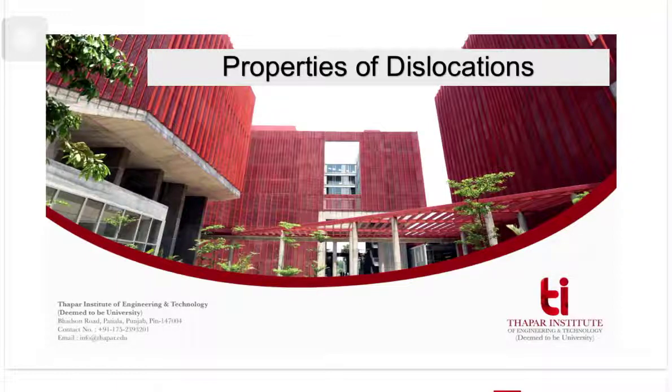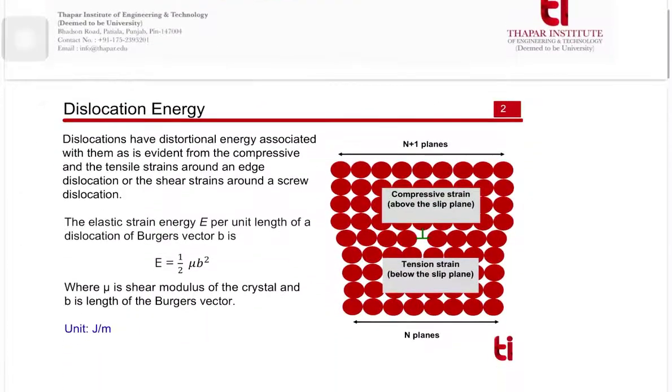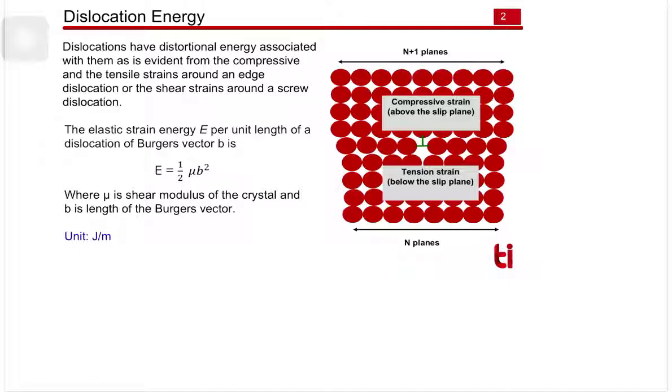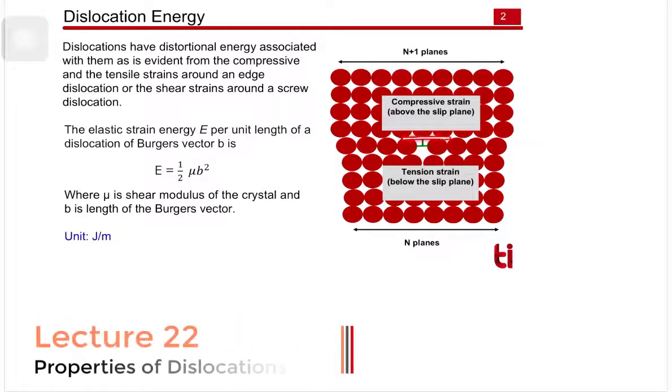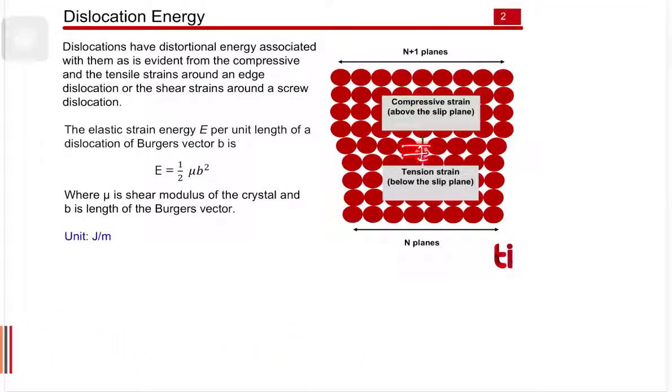Hello students, today we will discuss some properties of dislocation which we have studied in the previous lecture. There were two types of dislocations, one was edge dislocation and another was the screw dislocation. As I told you before, the dislocation is a distortion along the dislocation line. Just above the slip plane, they are in the state of compressive stresses, and just below this slip plane there are some tensile stresses.